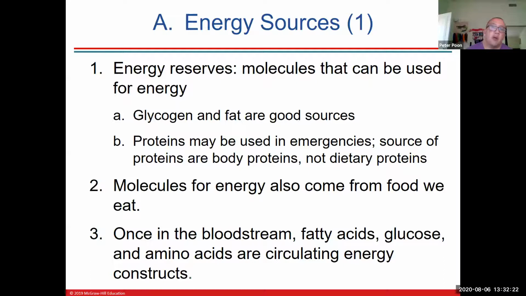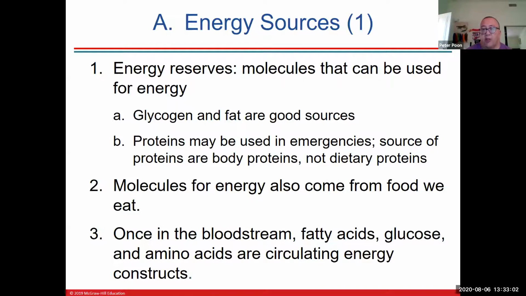Energy reserves are molecules that can be used for energy. So glycogen and fat are good sources. Glycogen is basically sugar condensed together, stored in the liver. Glycogen is not very water soluble, which is good, which means it's packed tighter. And then fat is super not water soluble, so it is packed very tightly. Proteins can be used in case of emergencies. The source of proteins are body proteins, not dietary proteins. I'll explain what that means later.